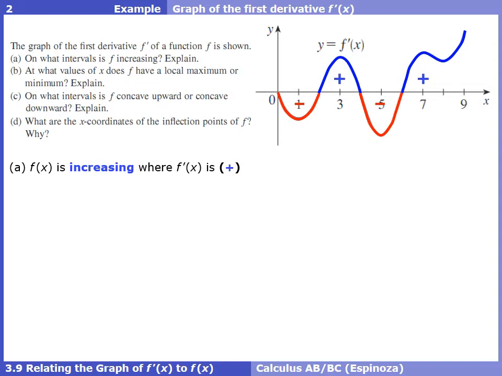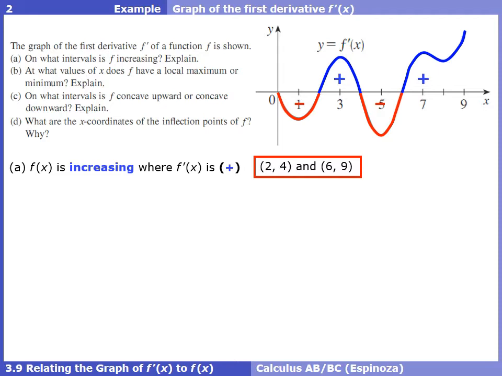So we always want to write our answers in interval notation. It's okay to use inequalities, but it's a lot quicker to use interval notation. So from where to where is the graph of the derivative positive? Our first interval is from 2 to 4, and our second interval is from 6 to 9.